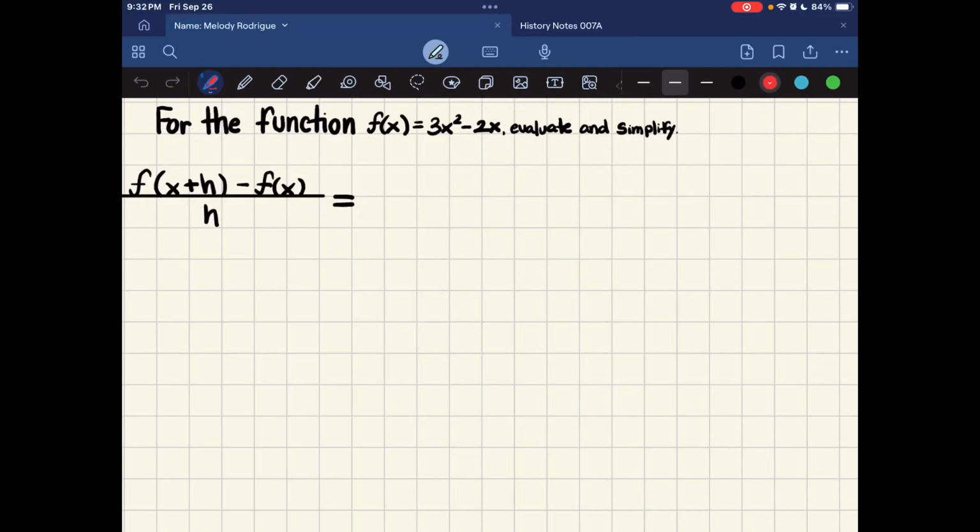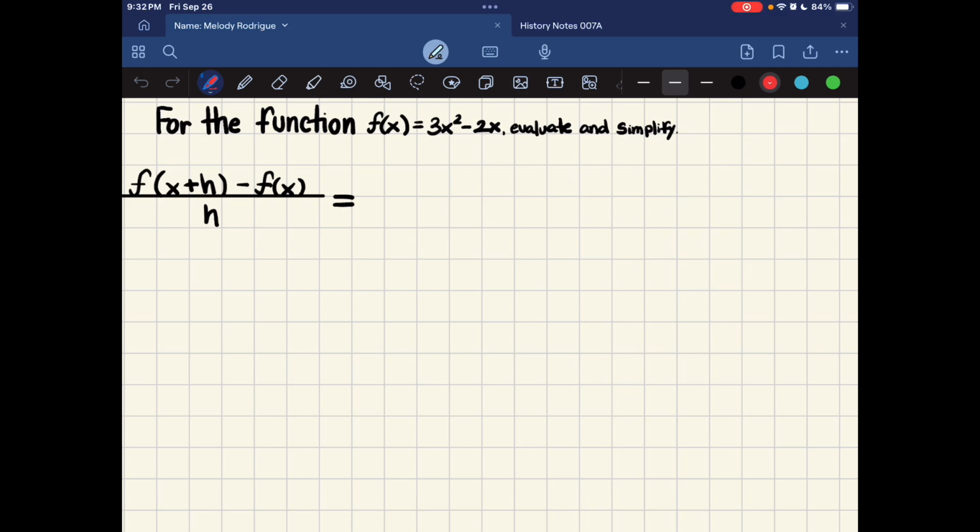In the video today, I'm going to be teaching you how to evaluate and simplify the function f of x equals 3x squared minus 2x. So to start off, in order to find f of x plus h, we need to replace every x of the original equation with x plus h.